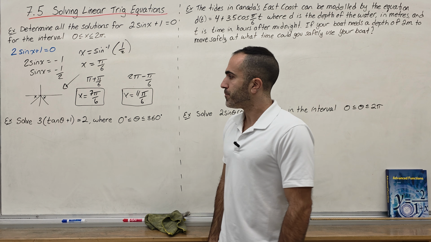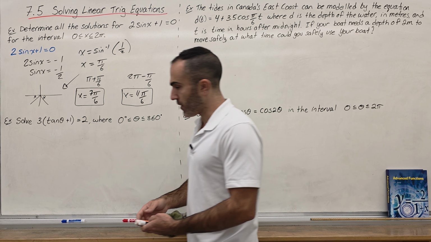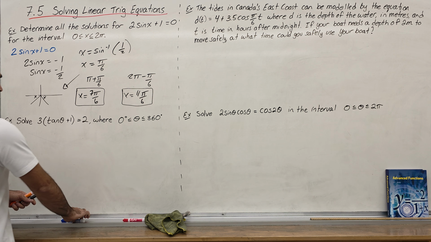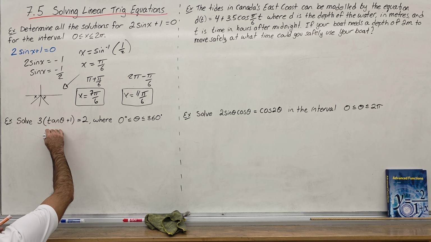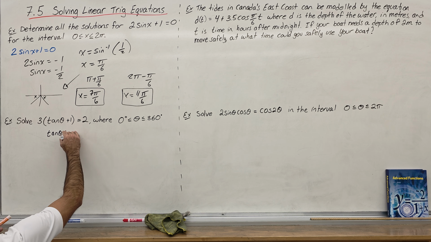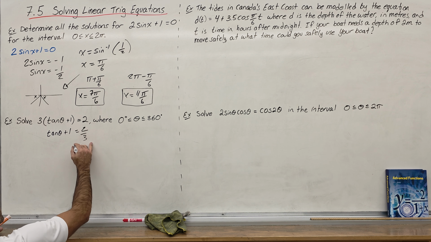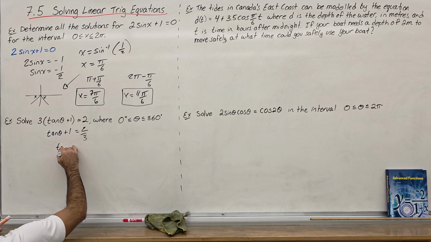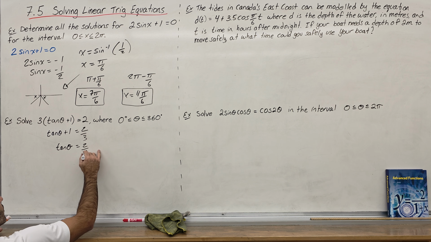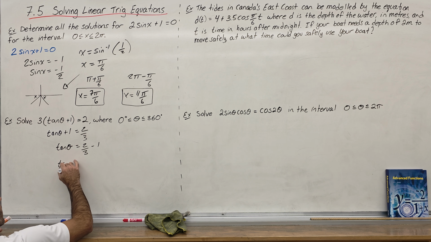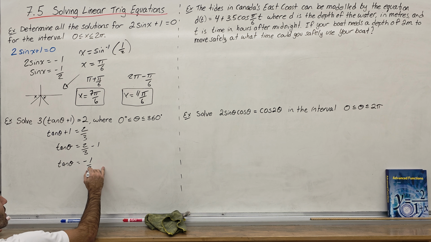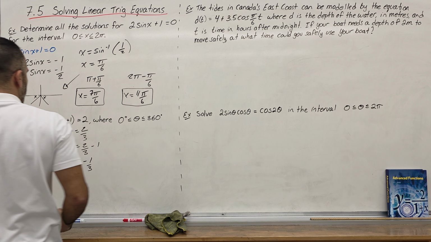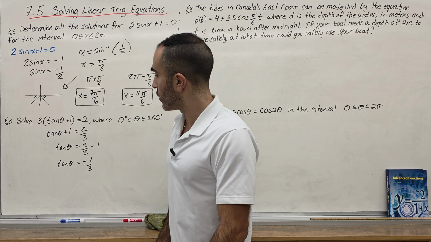Okay, done. Next one. I have a tan, so I'm going to bring things over and solve. My first step is going to be divide by 3. So I'm going to say tan theta plus 1 equals 2 over 3. Now I'm going to bring over the 1. So tan theta is 2 over 3 minus 1. Add my fractions. 2 over 3 minus 3 over 3 is negative 1 over 3. And I'm at that position where I have to solve using trig.